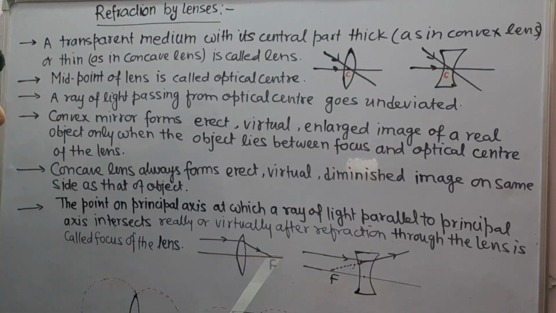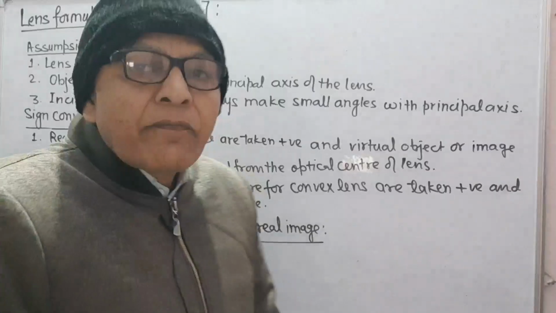The point on the principal axis of the lens at which a ray parallel to the principal axis intersects really or virtually after refraction is known as focus. So, this is the ray incident on the convex lens parallel to principal axis, and after refraction through the lens it intersects the principal axis at point F, which is known as focus.